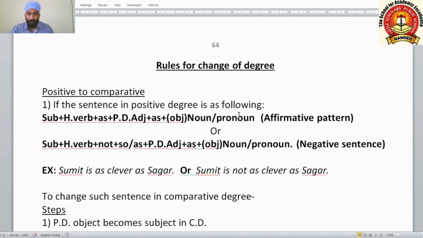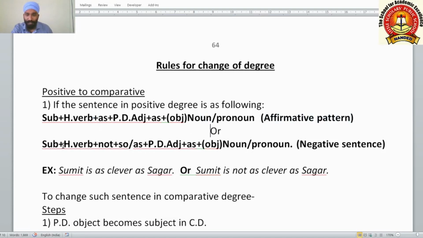Let us see the rules for change of degree, positive to comparative degree. If the sentence in positive degree is as follows, see the first type. If the sentence has the as structure and positive degree of the adjective: subject plus helping verb plus as, positive degree of adjective, plus as, plus noun or pronoun or object at last. This sentence is an affirmative pattern, means there is absence of the negative word not.